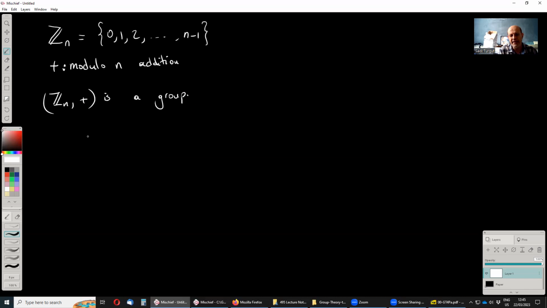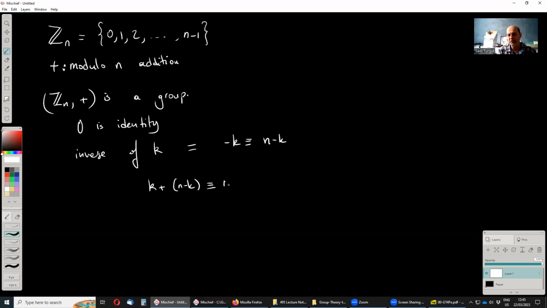Like 0 is the identity. So the inverse of k is equal to minus k, but that's basically equivalent to n minus k, right? Something like that. So the inverse of 1 is n minus 1 because, for example, 1 plus n minus 1 is equal to 0 modulo n, things like that. So with modulo n arithmetic, with addition, this set is a group.